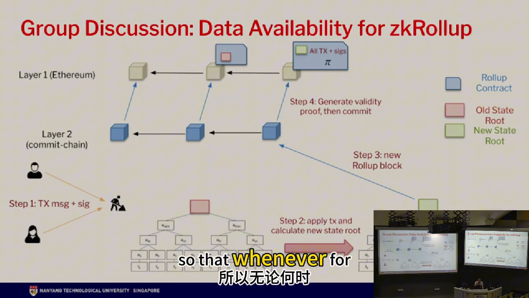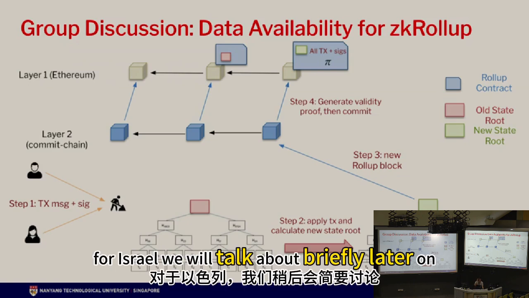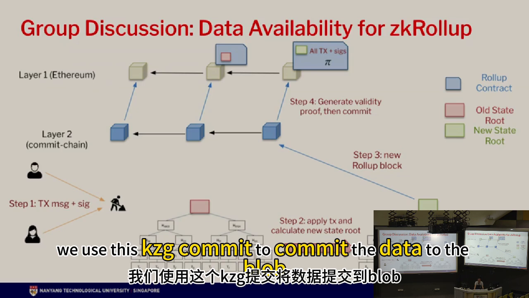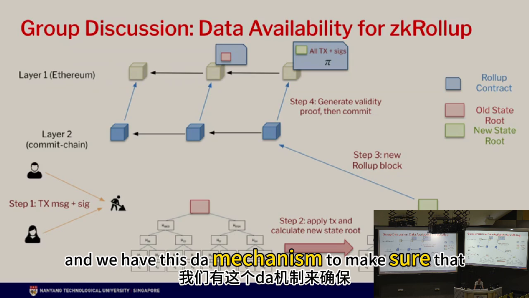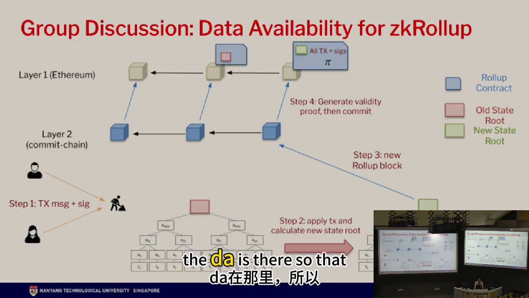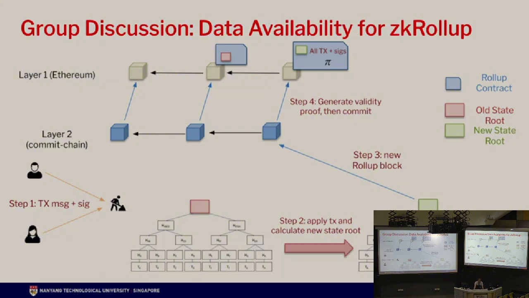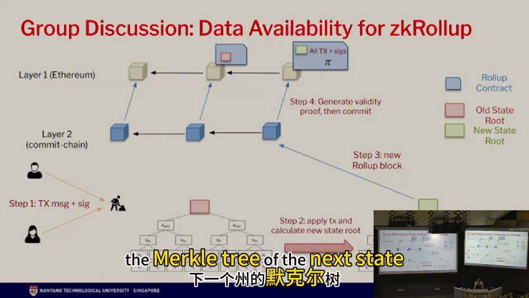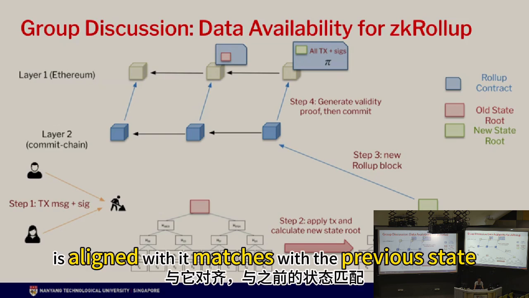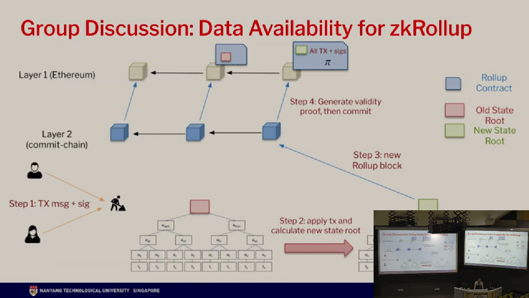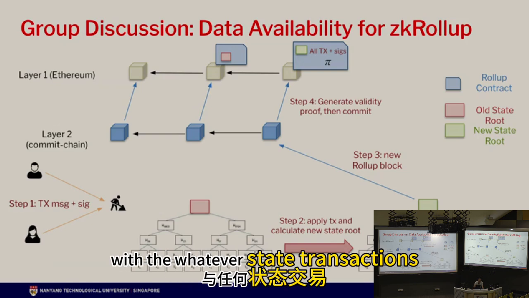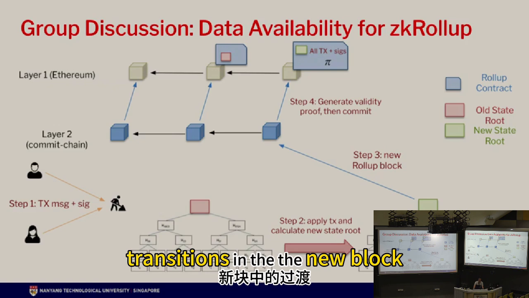So for Ethereum, which we will talk about briefly later on, we use this KZG commit to commit the data to the blob. And we have this DA mechanism to make sure that the DA is there, so that the fraud proof is able to pull the data from the blob and verify that the Merkle tree of the next state matches the previous state, with whatever state transitions are in the new block.